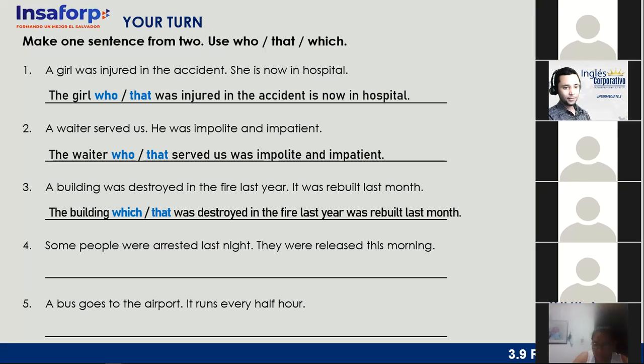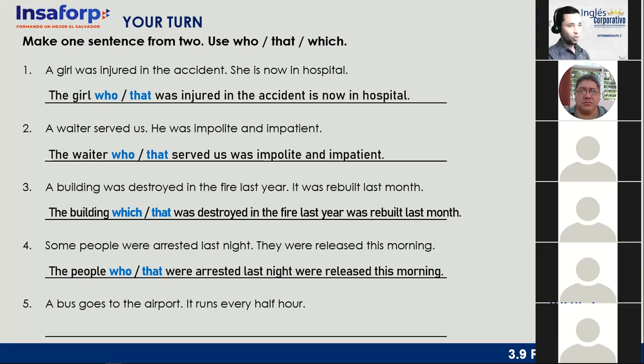Some people who were. Just one thing. We can say the some people. Just the people. Yes. The people who were arrested last night were released this morning. Yeah, that's right. The people who or that were arrested last night were released this morning. The people who were arrested last night were released this morning, right? There was no evidence against them. Number 5. Thank you very much.